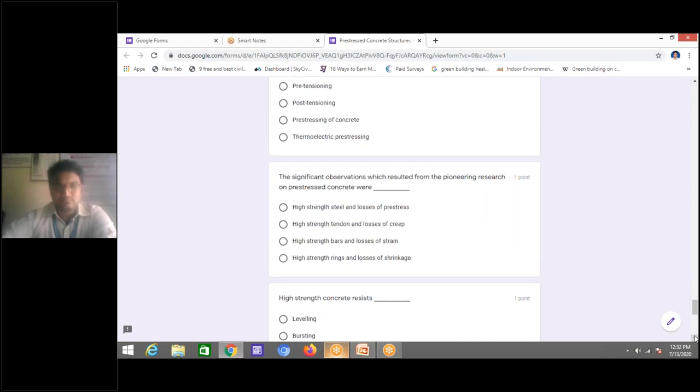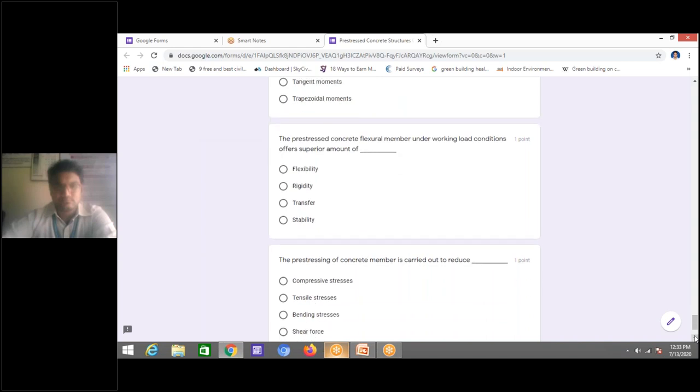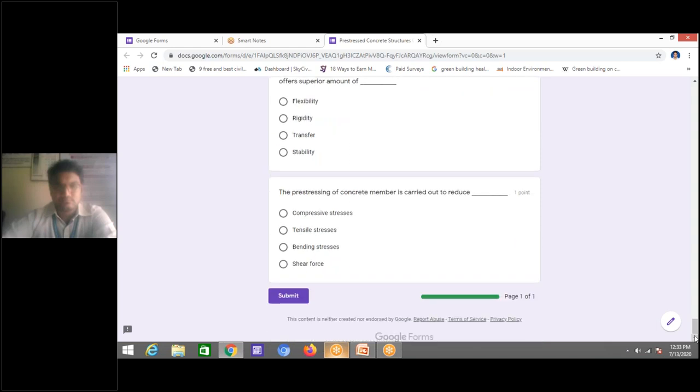The significant observations which resulted from the pioneering research on pre-stressed concrete were what? High-strength concrete resists leveling up, bursting up, tangent moment, trapezoidal moments. The pre-stressed concrete structural member under working load conditions offers superior amount of flexibility, rigidity, transfer, stability. The pre-stressing of concrete member is carried out to reduce. Why are we doing this pre-stressing of concrete? To reduce what? Tensile stresses, compression stresses, bending stresses, shear force.